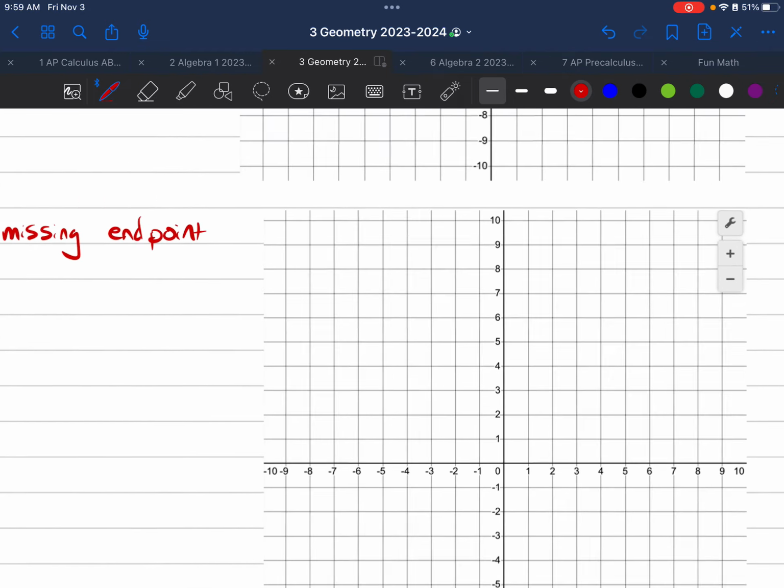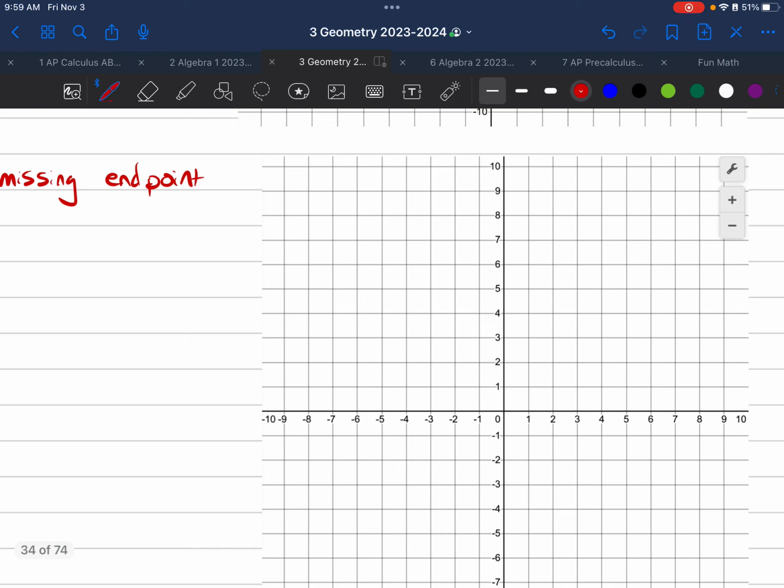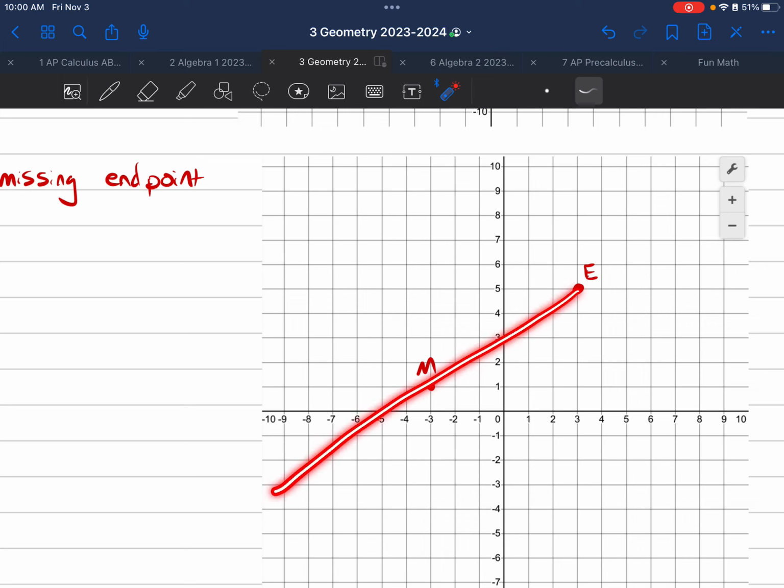Let's go ahead and say, I'm just going to make up some numbers really quickly. Let's say we had 3 comma 5 as an endpoint. I'll label it E for endpoint. Let's also say we had negative 3 comma 1. This is the midpoint. Is this going to be too far off the graph? No, this is not going to be too far off the graph. So we need to find another endpoint. If I connected these straight lines, the endpoint is going to be somewhere around here because the midpoint needs to be halfway in between. So somewhere in this area, I know I have an endpoint, but I need to figure out how.